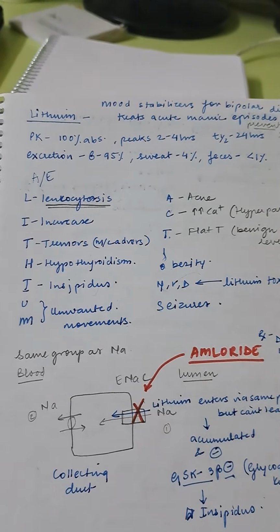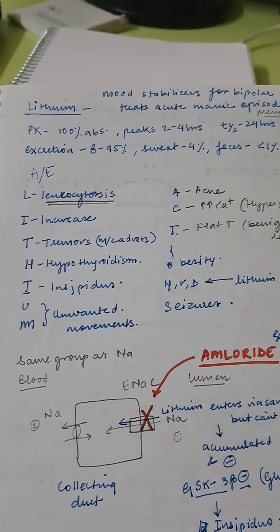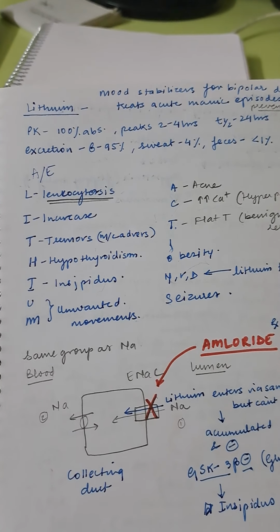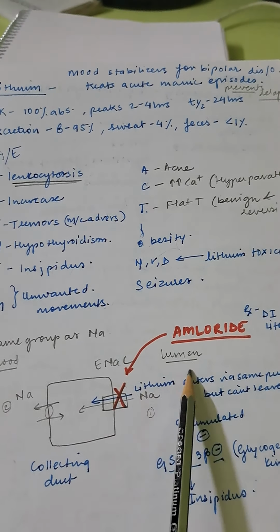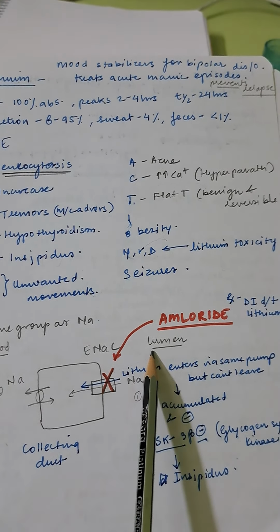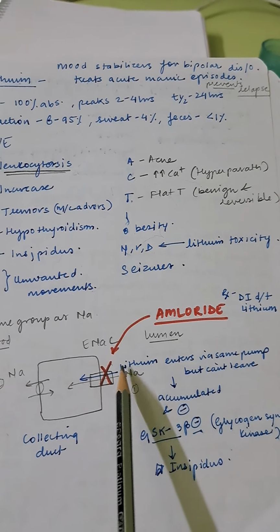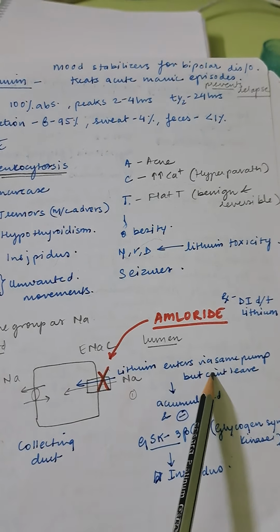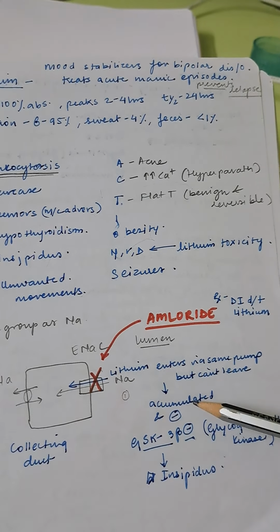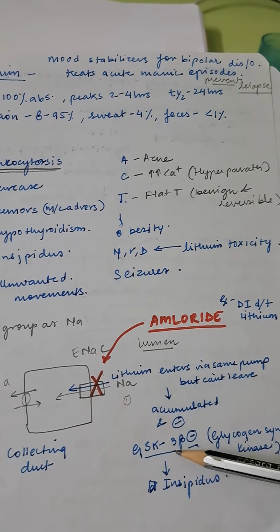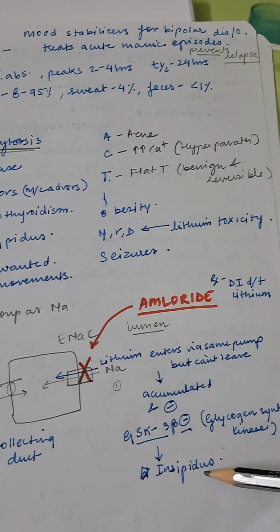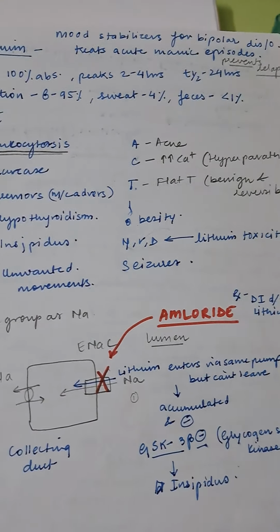Now, lithium is in the same group as sodium in the periodic table. So the body does not differentiate between lithium and sodium very easily. So it enters the lumen of the collecting duct, enters via the same pump as sodium, but it cannot leave, and it gets accumulated and it inhibits the GSK3 beta, and thus it causes diabetes insipidus. GSK3 is glycogen synthase kinase.